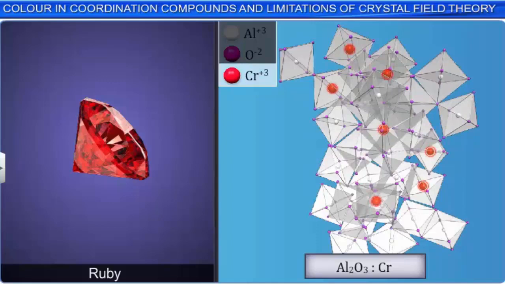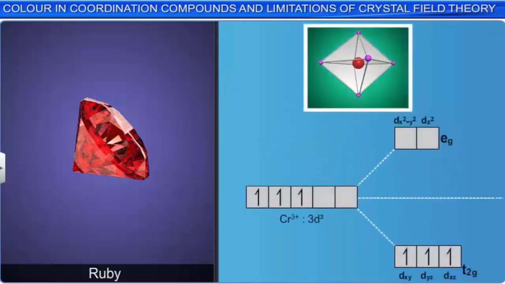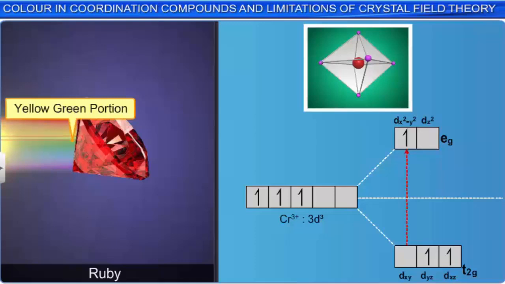We may view these chromium 3+ ions as octahedral chromium 3+ complexes incorporated into the alumina lattice. This crystallographic arrangement affects each chromium 3+ ion, resulting in the d-to-d transition of electrons after the absorption of the yellow-green portion of light. As white light minus yellow-green gives red color, a ruby looks red.